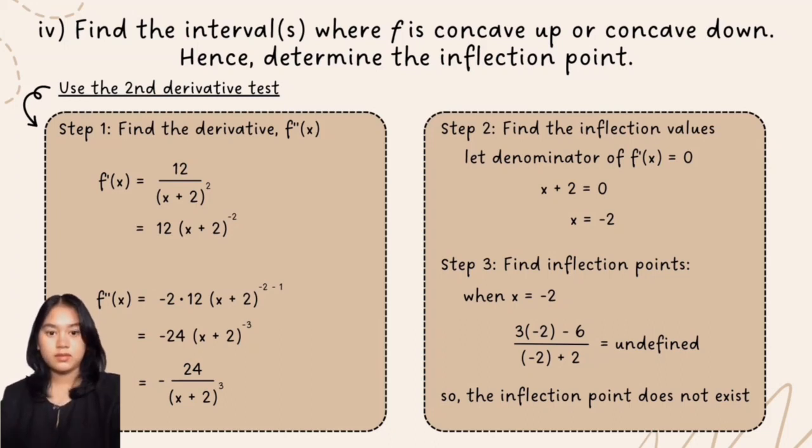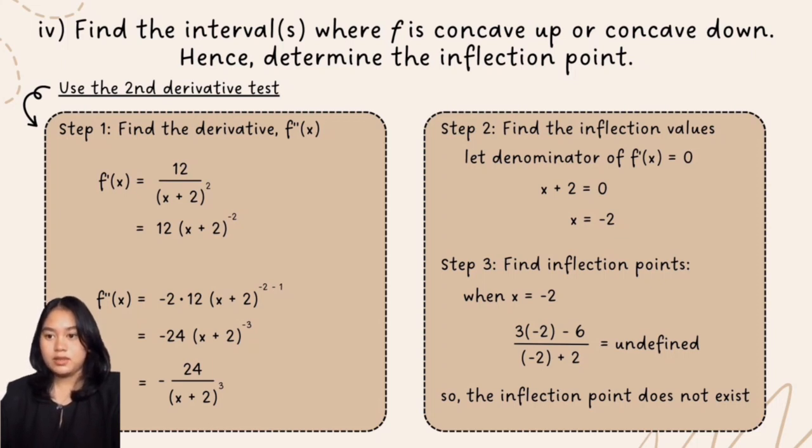The question asks us to find the interval where f is concave up or concave down, hence determine the inflection point. So in the first step, we need to find the second derivative of function f, where f'(x) equals 12 over (x plus 2) to the power of negative 2. Then the second derivative of f equals negative 2 times 12 times (x plus 2) to the power of negative 3, which equals negative 24 times (x plus 2) to the power of negative 3.